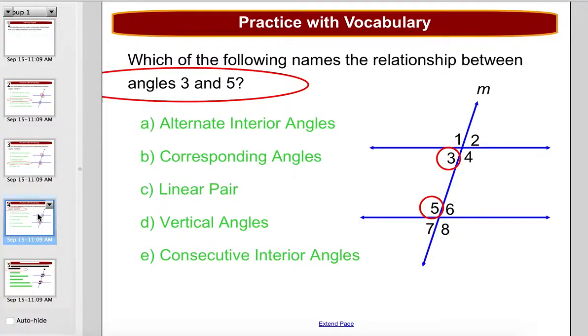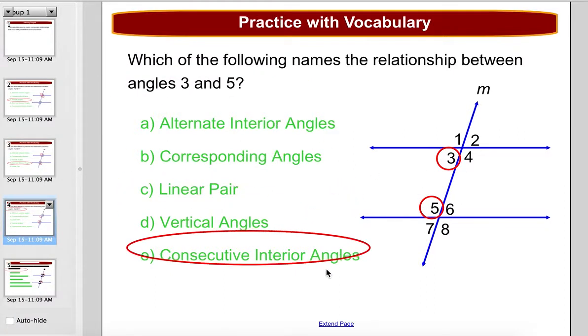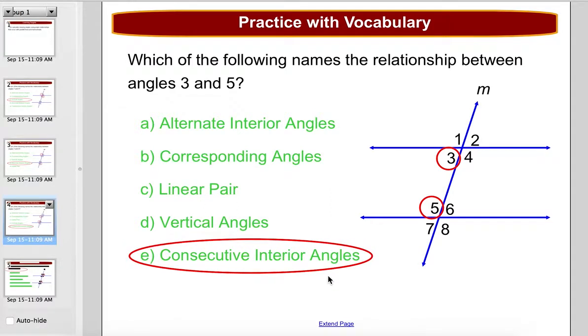All right, let's do it again. 3 and 5. So I labeled them right here. These are my interiors. That's what I see right away. They're inside my box. The different kinds of interiors, you can have alternate interiors or you can have consecutive interiors. These would be consecutive because alternate would be like 3 and 6 or 4 and 5. They are on the same side of this transversal M. So they are called consecutive interiors.